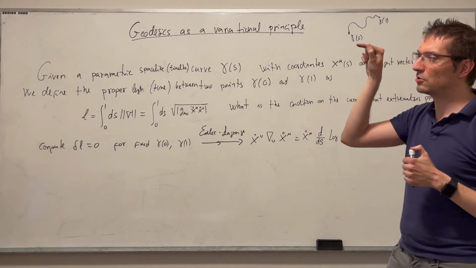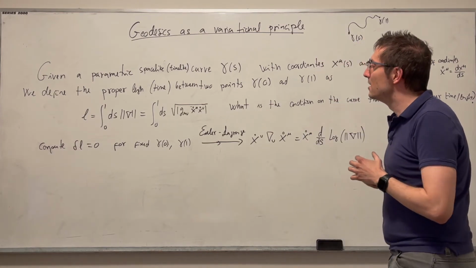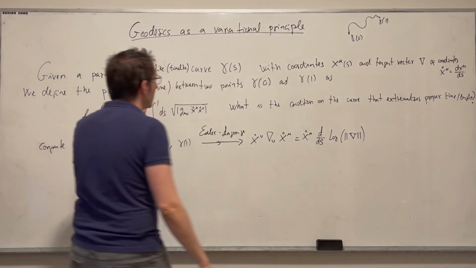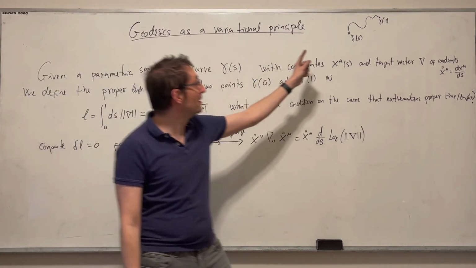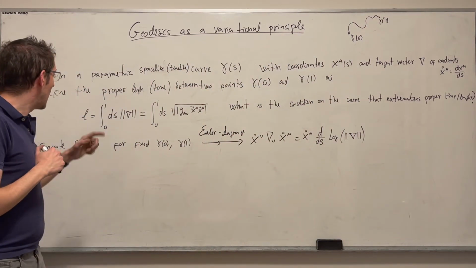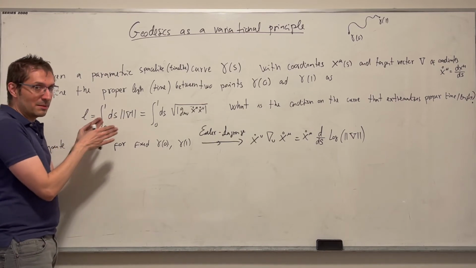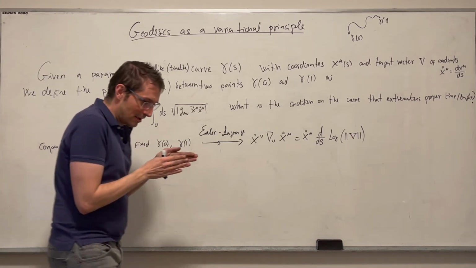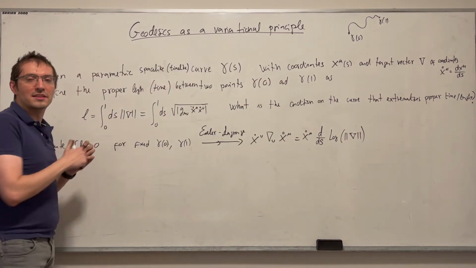So I will usually use dots when I'm talking about a particular parameter. Anyway, we define the proper length of the curve between the points gamma 0 and gamma 1 as the integral, over the variation of the parameter from 0 to 1, of the norm of the tangent vector.